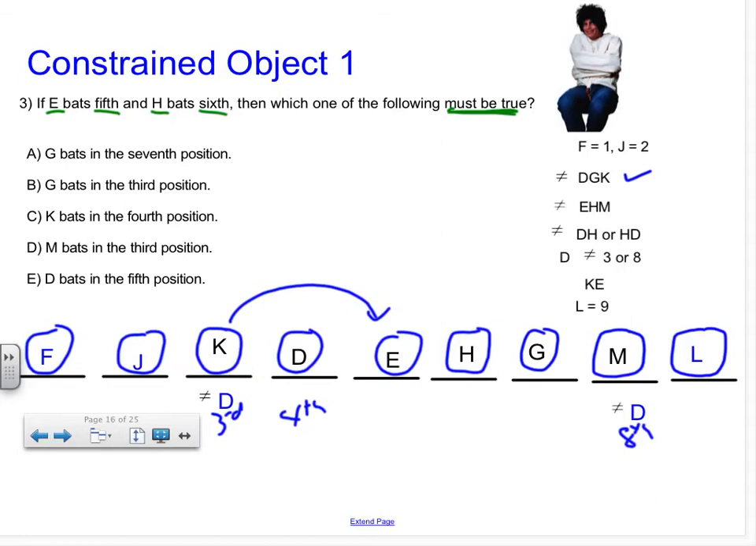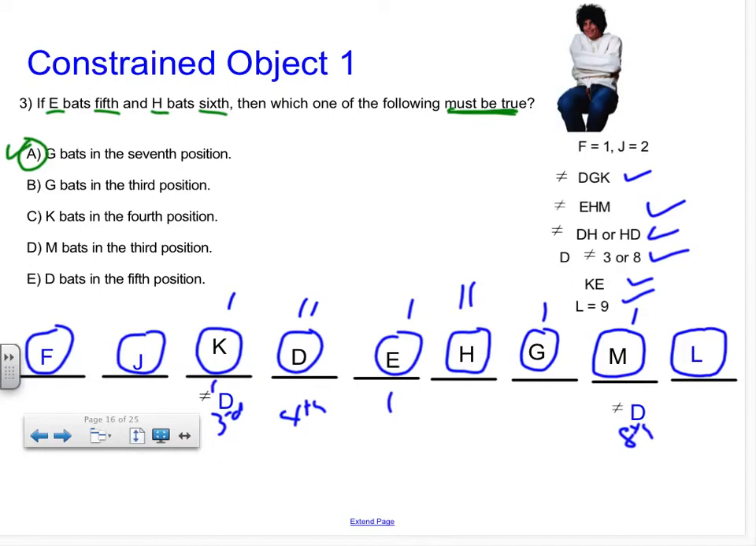Let's erase this arrow. G, D, and K are separated. E, H, and M are separated. D and H are separated. D is not in 3 or 8. K comes before E, and L is in 9th position. So A is the correct answer, because we cannot move a single letter. Every single letter is constrained.